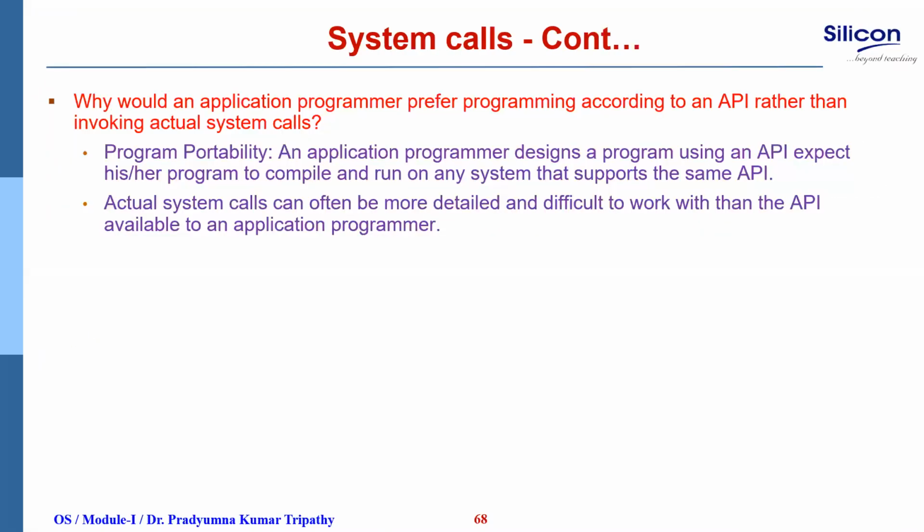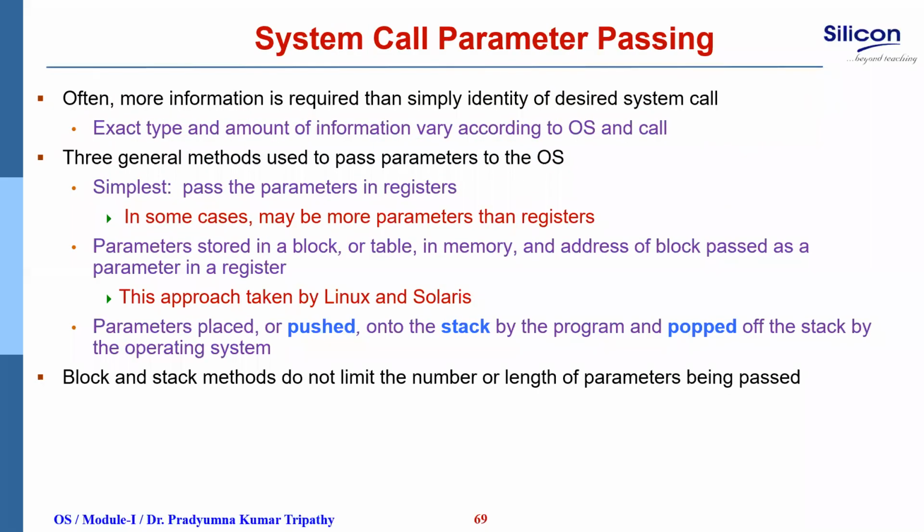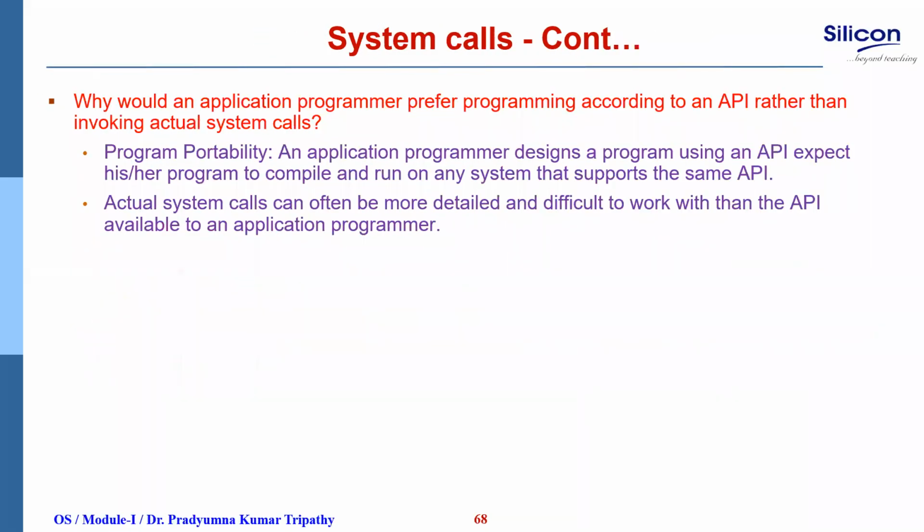Now, why would an application programmer prefer programming according to an API rather than invoking the actual system calls? Why is it preferred to program according to an API rather than invoking the actual system call? The first reason is programming portability.